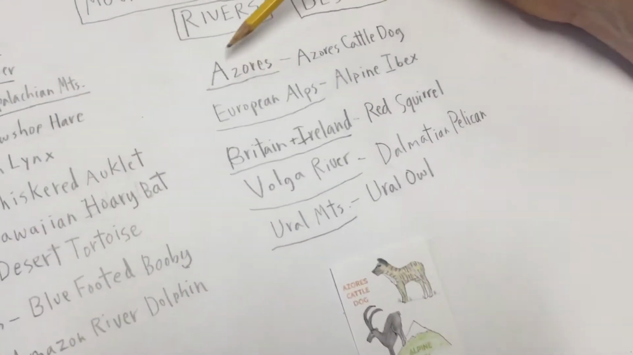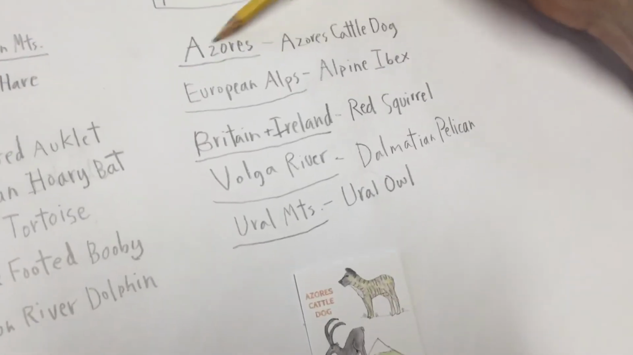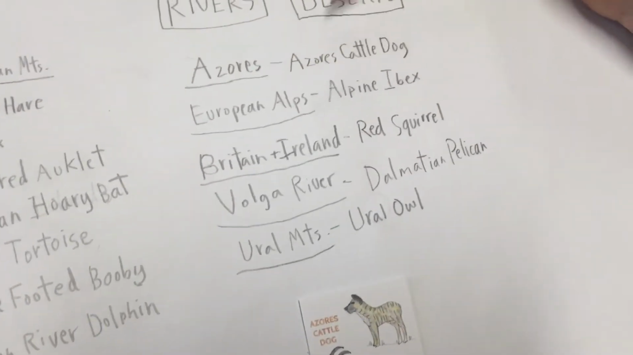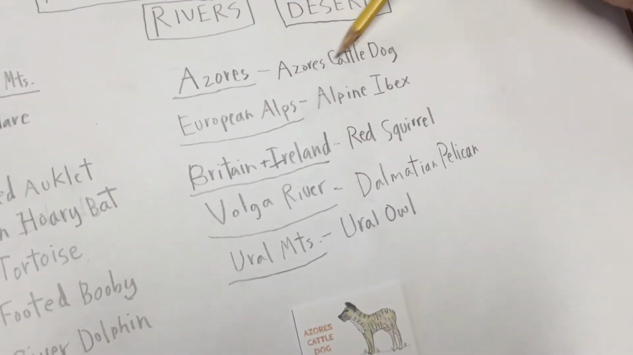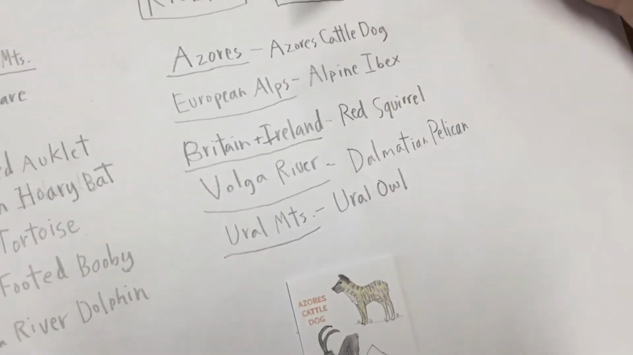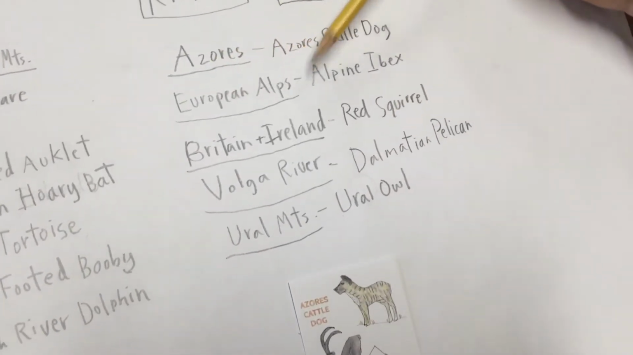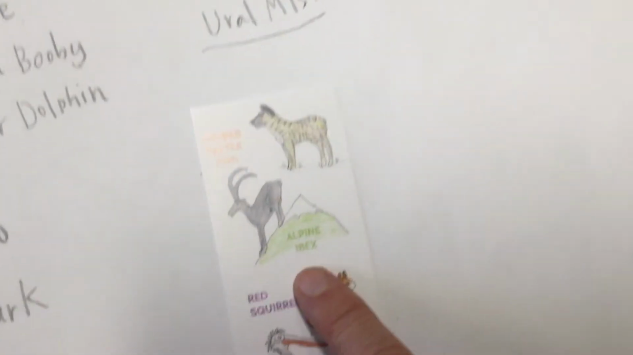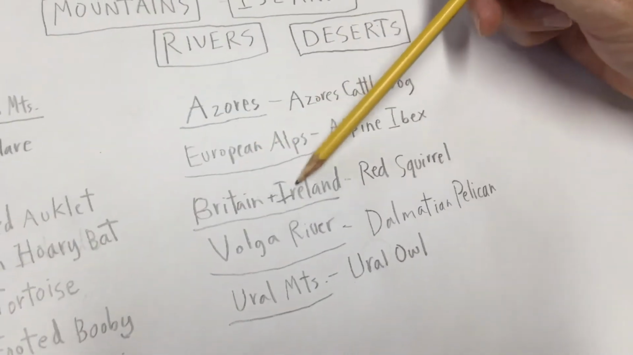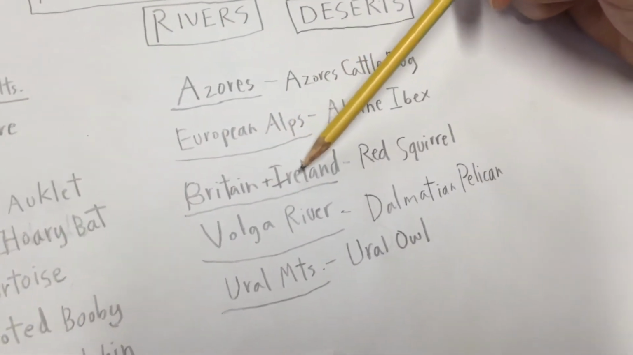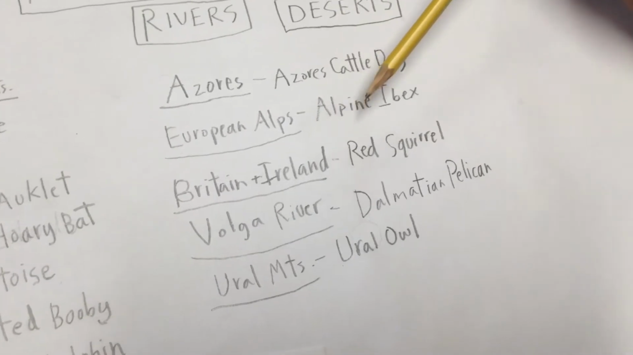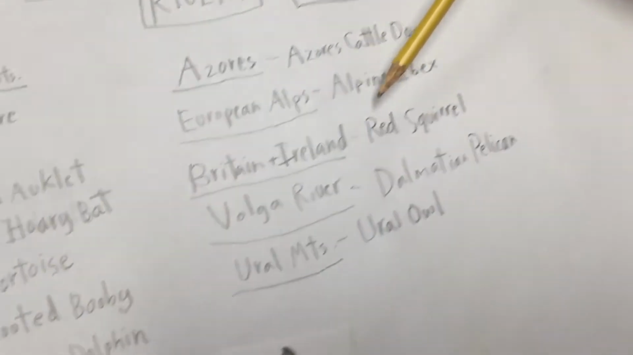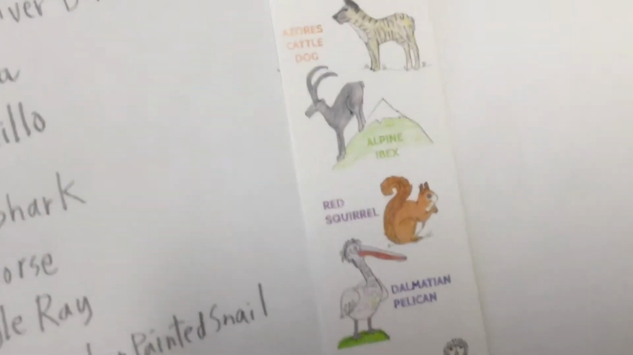Okay, we've got the Azores Islands, and there's the Azores cattle dog. We're going to be putting the European Alps on, and that's associated with the Alpine Ibex. We're also going to be adding 2 islands, Britain and Ireland, and the animal we've chosen for those is the red squirrel.